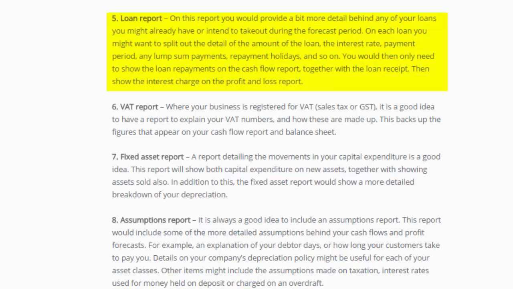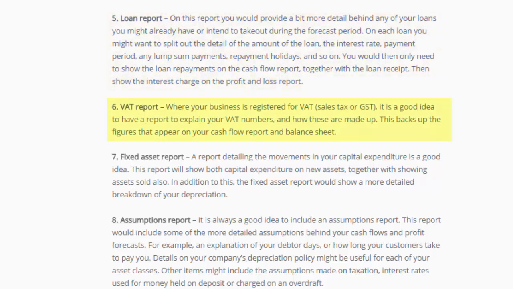If your business is going to be taking out loans, a loan report would be very useful to show a bit more detail. So on the cash flow forecast, it would just show you when you received the loans and the total loan payments, and on the profit and loss account would be any interest charges. And the loan report would give you a bit more detail behind that, like the loan period, any loan holidays, any lump payments, and all the detail behind it really, the interest rate and so on and so forth.